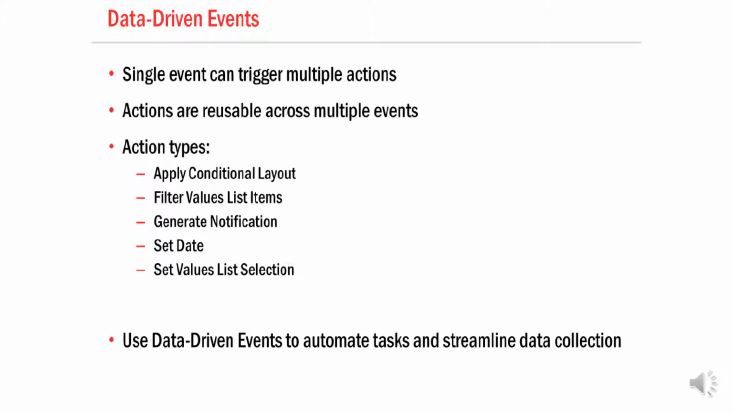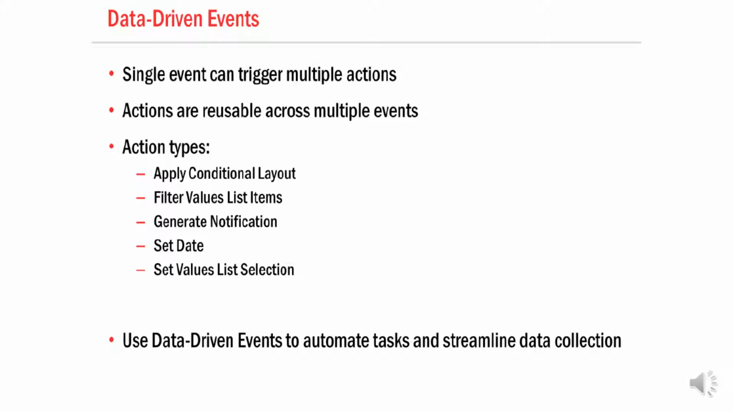Apply conditional layout. Use this action type to dynamically display fields or sections of fields within a record. You can also change the properties of specific fields, such as privacy settings. Filter values list items. Use this action type to dynamically reset the items available in a values list field. You can set rules to limit the items available for selection, or you can configure the selection of a value in one field to trigger a change to the value selected in another field.